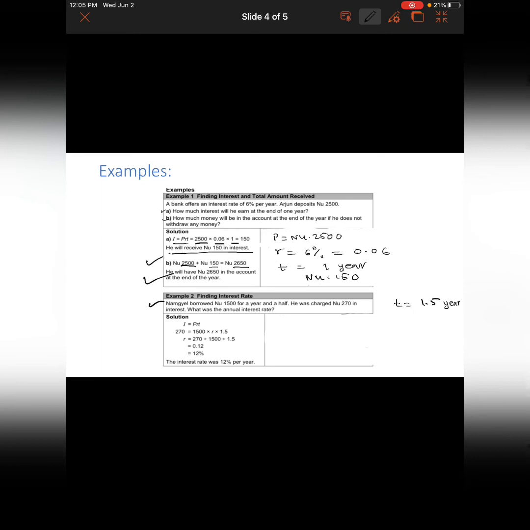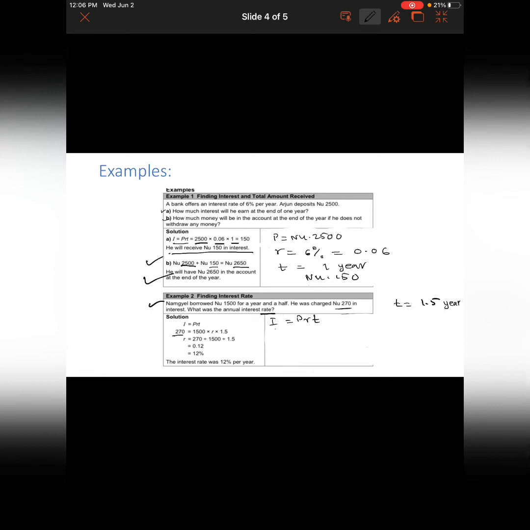So here the interest is already given. Usually it will be in percent form, but here they have given an amount, 270. What was the annual interest rate? Now you have to find the rate. So a question can be in any form, but no worries. If you know the formula, you don't have to worry. You just have to place the values in the formula.